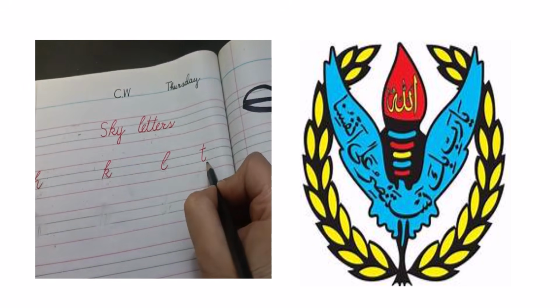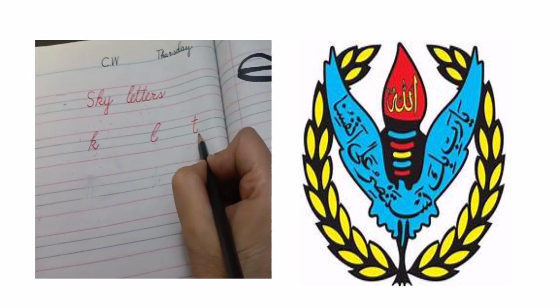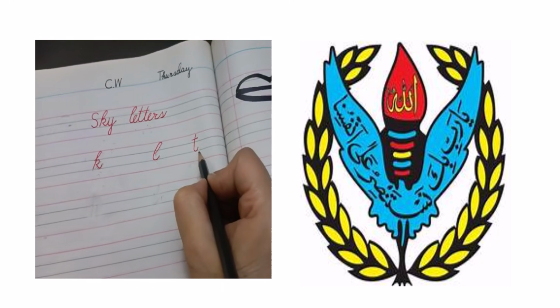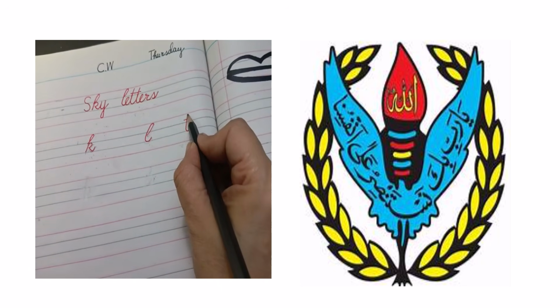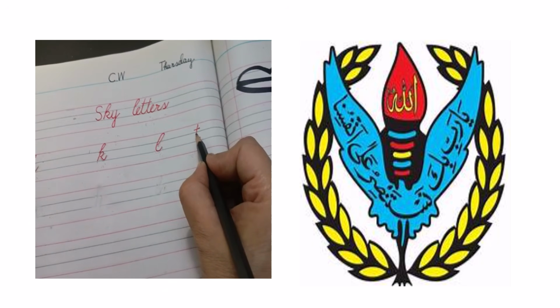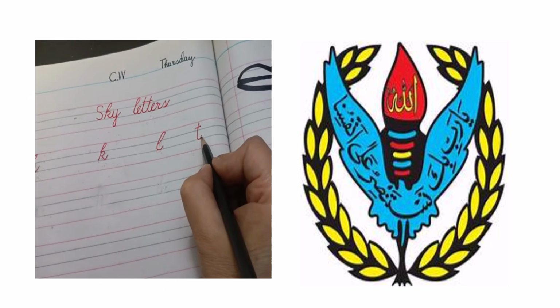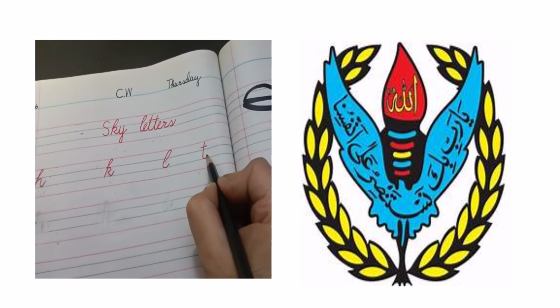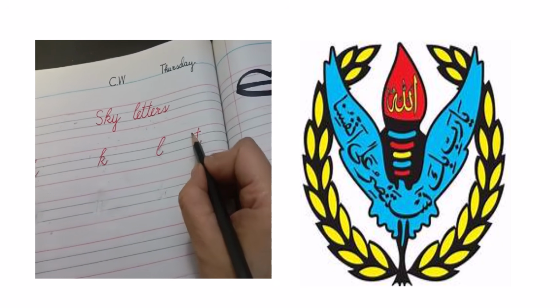The last letter is T. The sound of T is T. Go up to the skyline like this. Come down to the grass line like this. Make a small tail. Add a small cross in the middle like this.